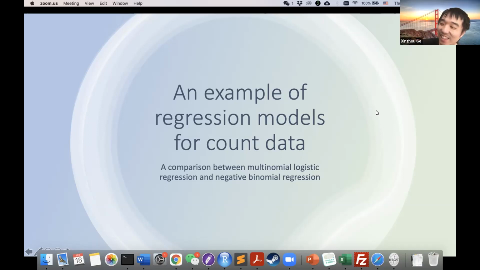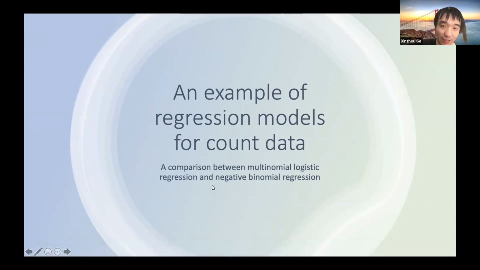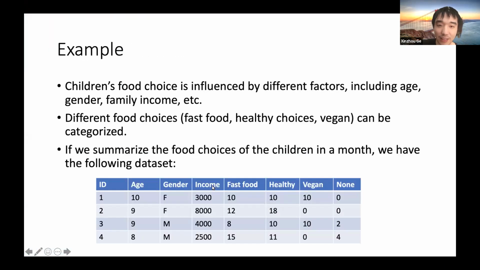Okay, thank you, Jessica, for inviting me. So today I'd like to introduce an example of regression models for count data. In fact, I will compare 2 models here, the multinomial logistic regression and the negative binomial regression. This example is motivated by my research project, and in that data we have a biological data set which has multiple groups. But here, for convenience, I would like to introduce a simpler one.